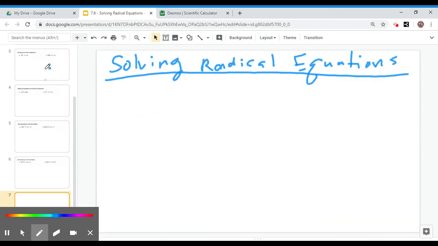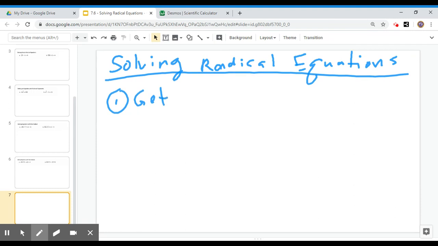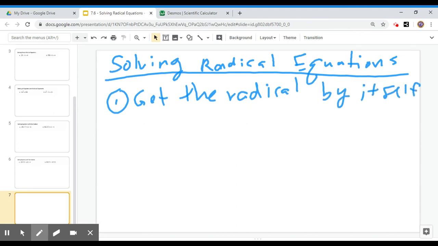All right, so you saw all the examples. So let's summarize how we solved each of these equations. So first, solving a radical equation. First thing you want to do is get the radical by itself on one side of the equation.